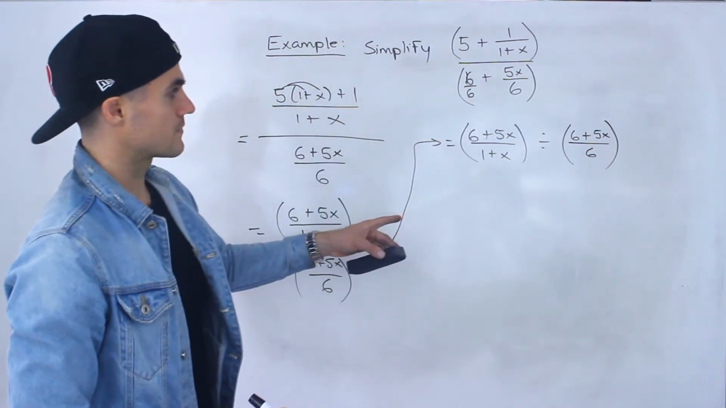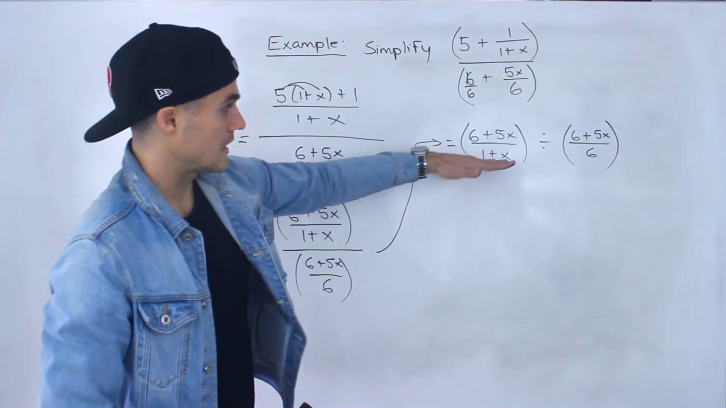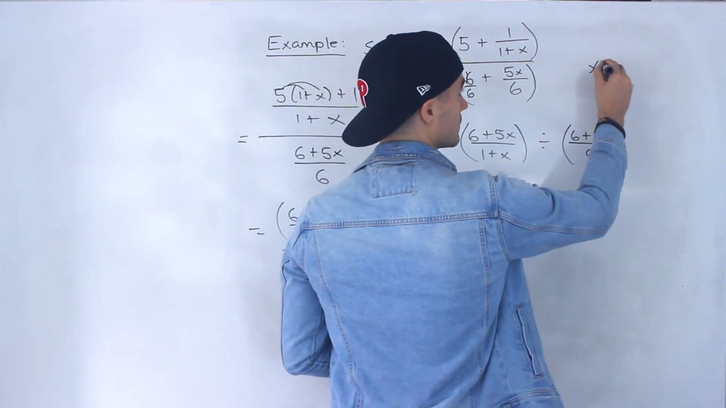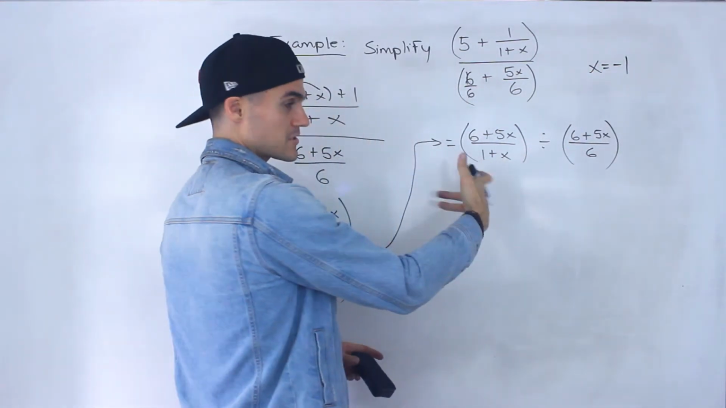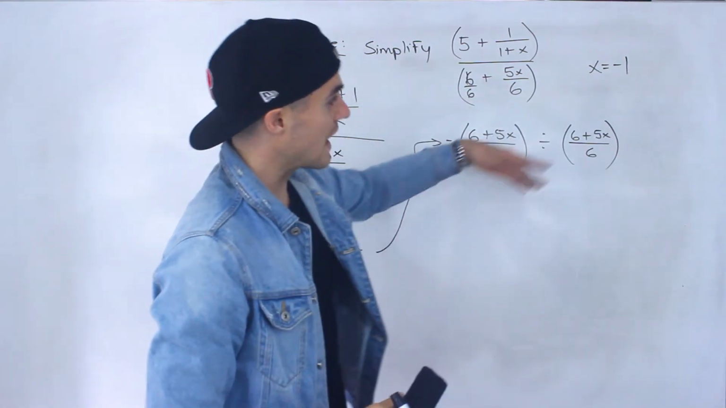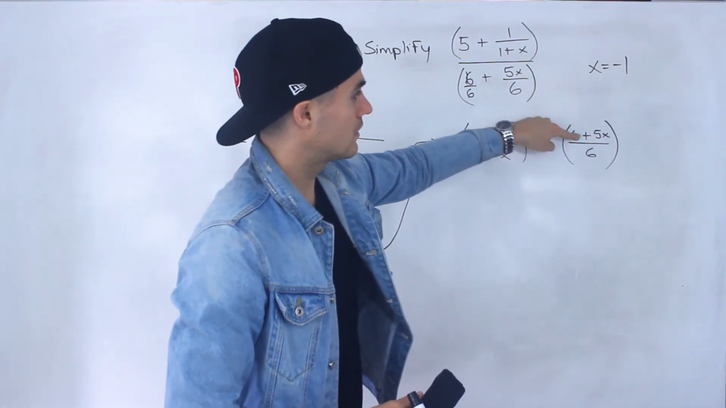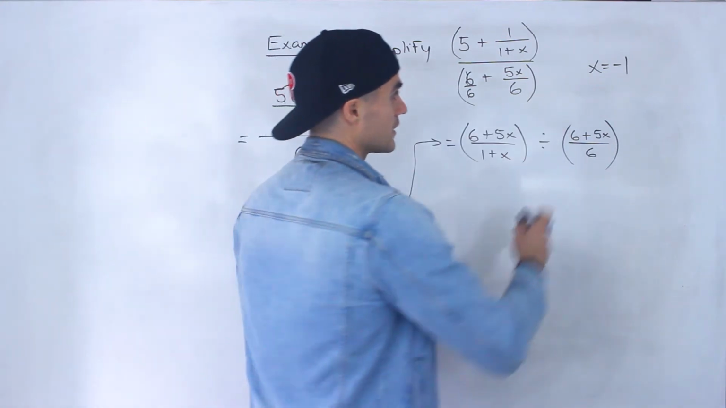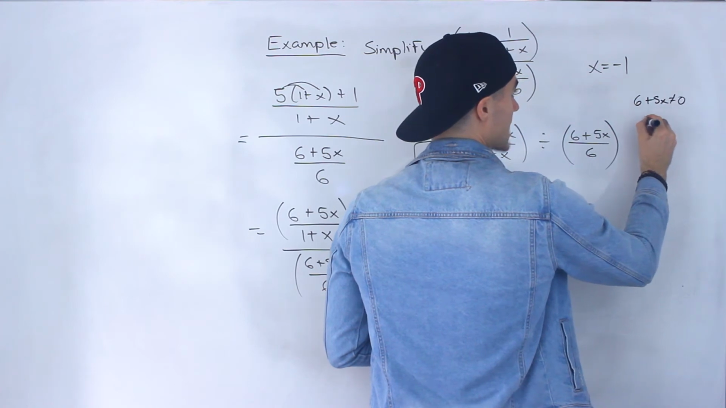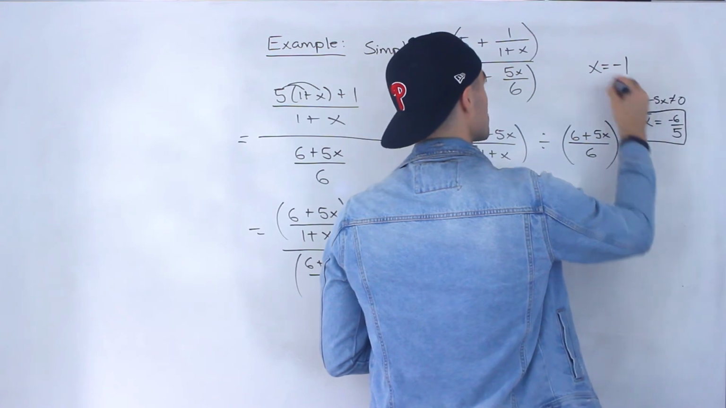Now, in this step, I feel like it's best to get the restrictions on x. Remember that this denominator can't be 0. So notice that x cannot equal -1. x plus 1 cannot equal 0, so that means x cannot equal -1. And notice because we're dividing by a fraction, this 6 plus 5x cannot equal 0 either, which means x cannot equal -6 over 5. So those are the two restrictions.